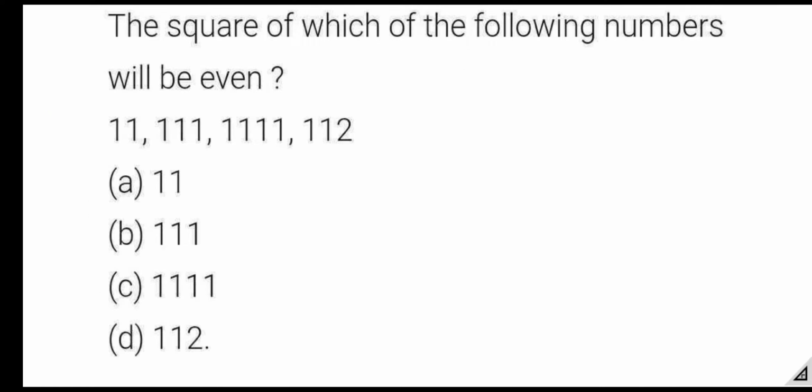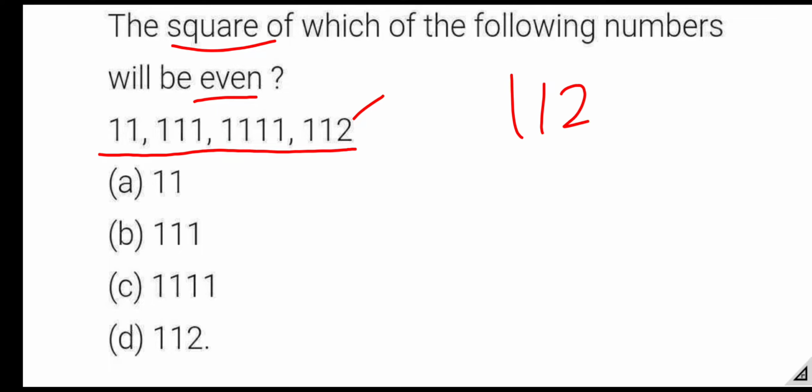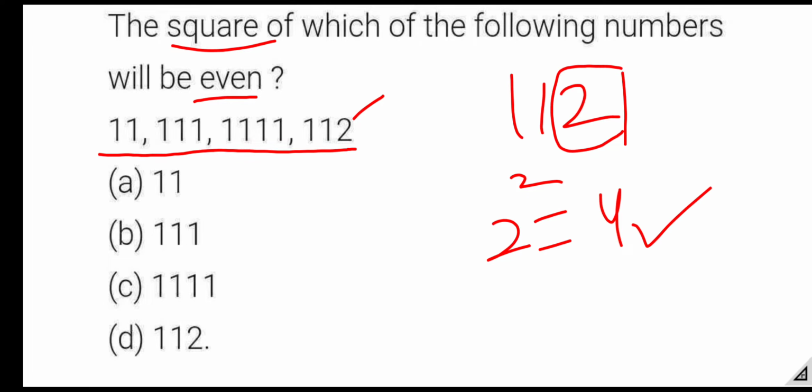The square of which of the following numbers will be even? Now, an even number is one that is divisible by 2. First of all, choose the even number from this series. Now 112 is even. Taking the square of 112, that is, the square of 2, which is equal to 4, that is even. So the square of 112 is also even. So the answer is option D, 112.